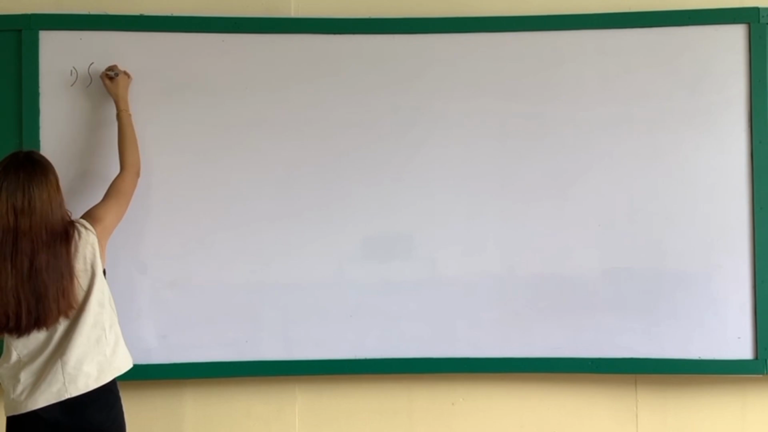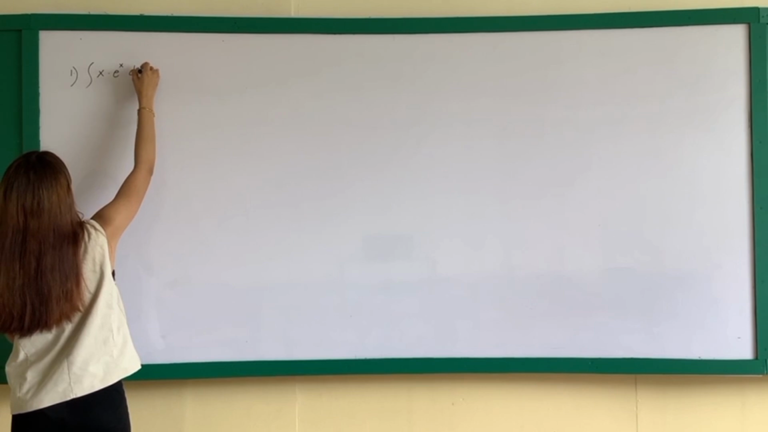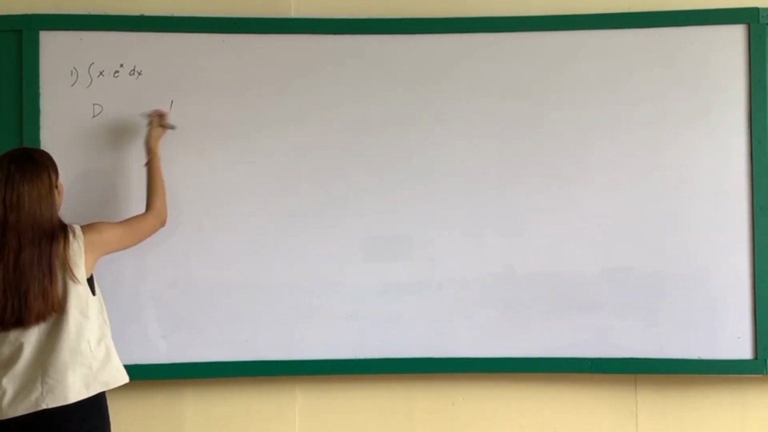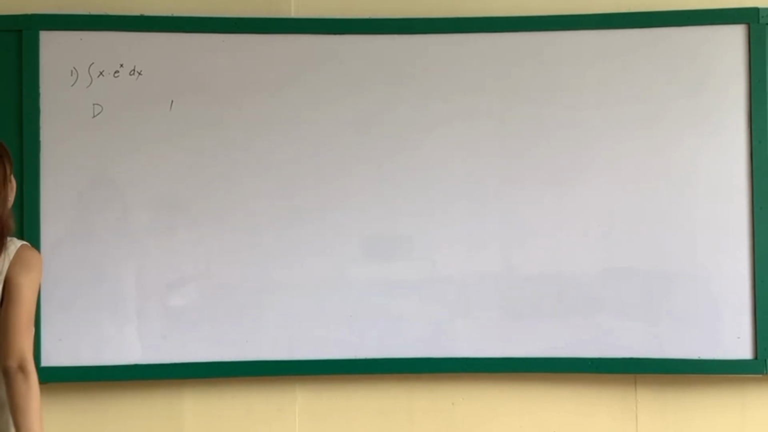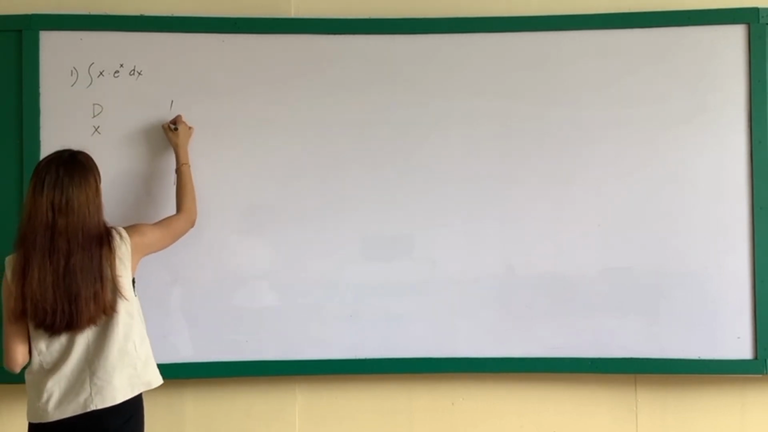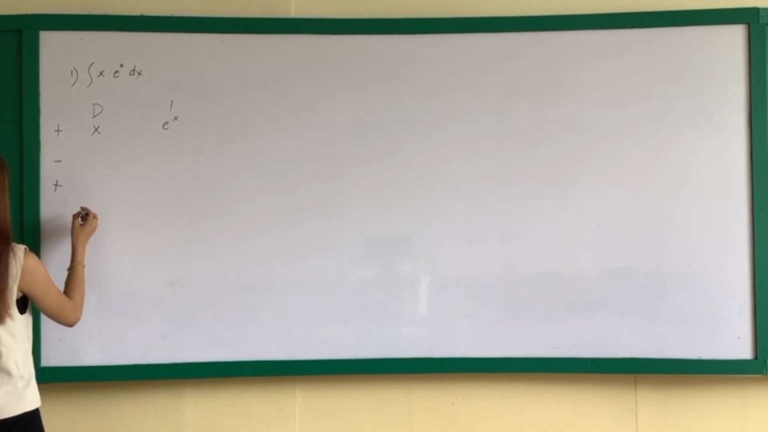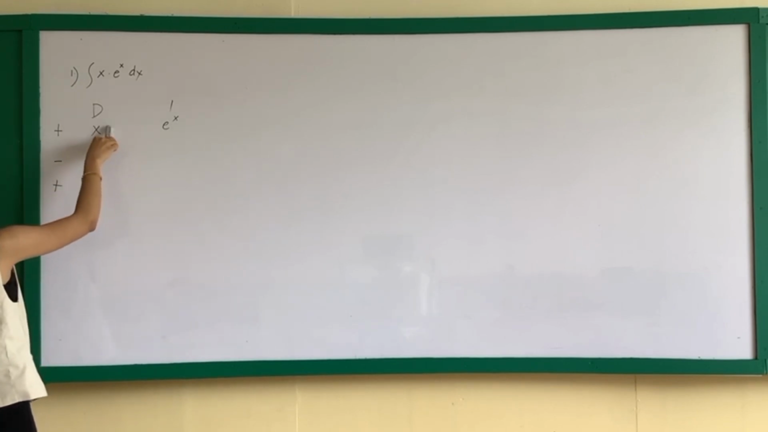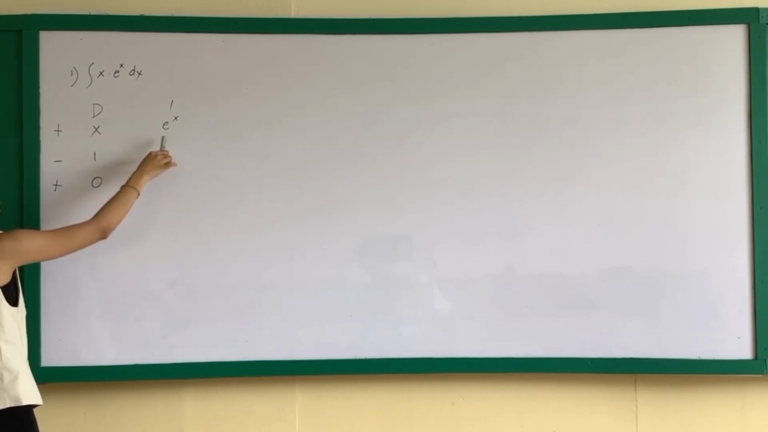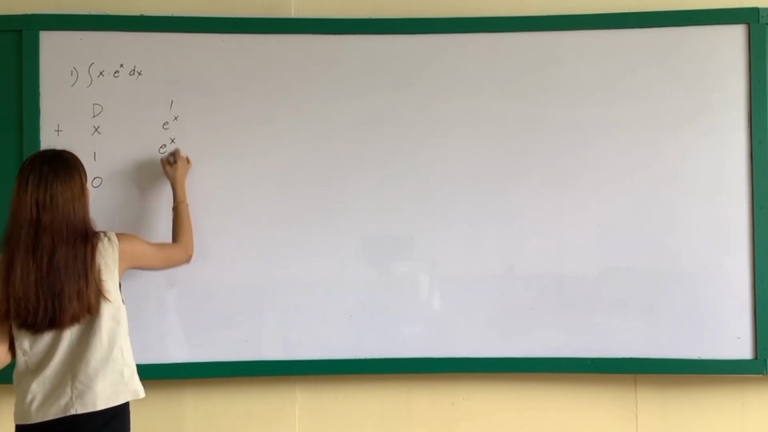the integral of x e raised to x dx. In our problem number 1, we can use the method of derivatives and integration. We need to put x and e raised to x. Positive, next is negative, positive. So we need to differentiate x. The derivative of x is 1, and the derivative of 1 is a constant, so it's 0. Next, we need to integrate e raised to x. The integral of that is e raised to x, and again e raised to x.